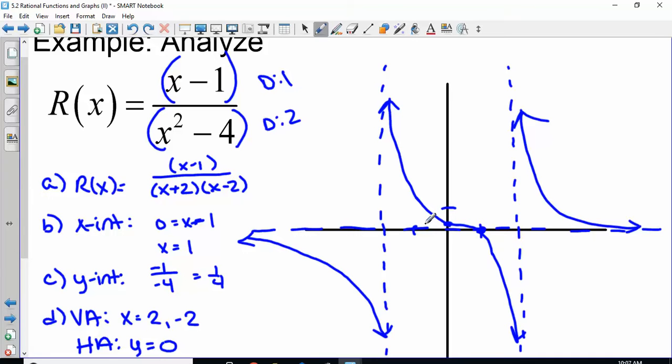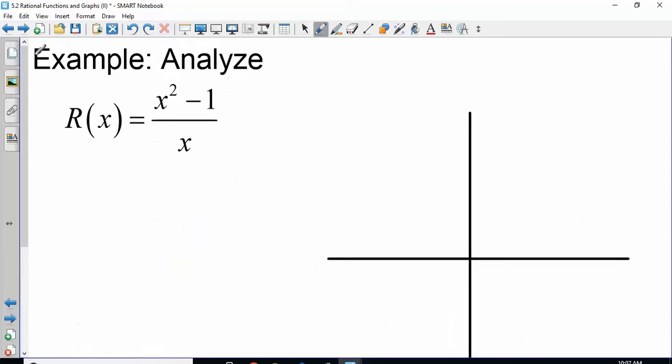I would like to do one last problem and then give you guys time to work individually. Any questions on that one? When is it an oblique? So it's when the top is higher. Yes.